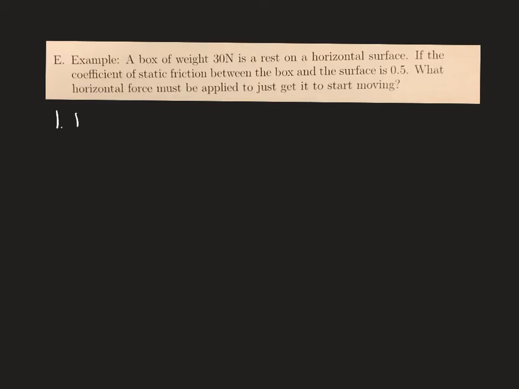So for step 1, we're going to say the box. Alright, so in step 2, we need to start identifying our forces. So the box has weight, so we're going to have a force due to gravity in the negative y direction. It's at rest on a horizontal surface. This tells us that we have a normal force in the positive y direction, because the surface is in the x. Remember, normal means 90 degrees, so it must be in the positive y direction.